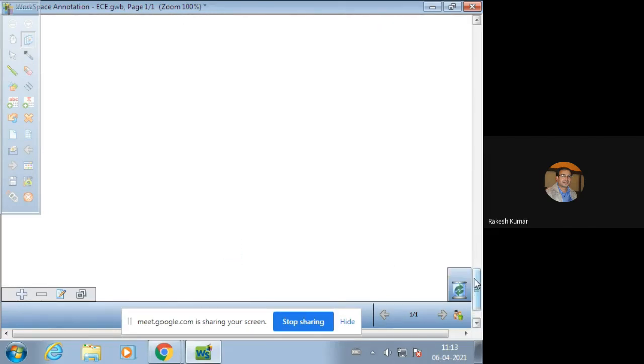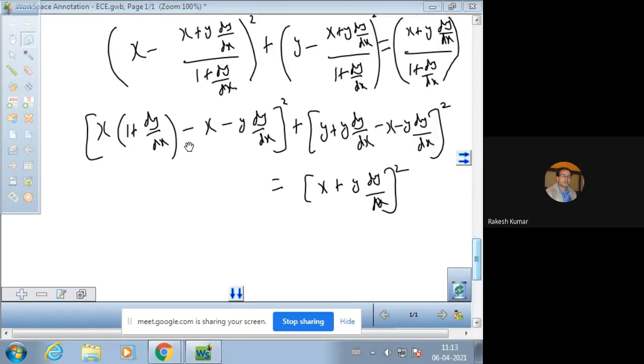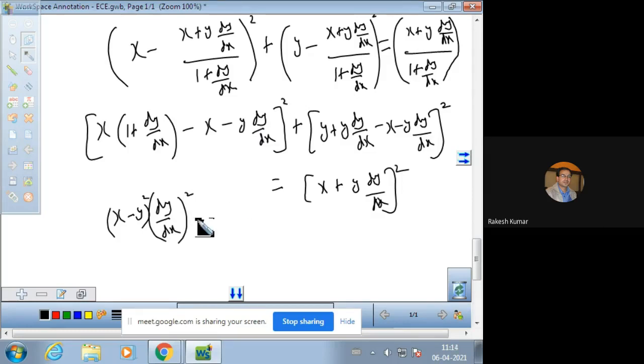Now you just see from here, x into 1 will be cancelled with this. So x can be cancelled with negative x and you will have (x minus y dy by dx) whole square, because whole square is there.